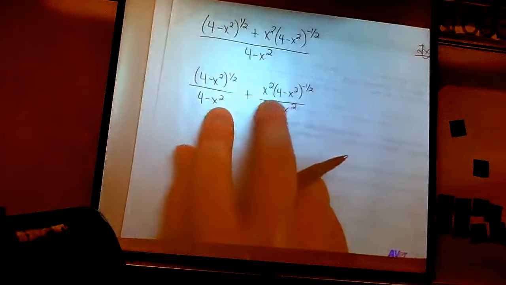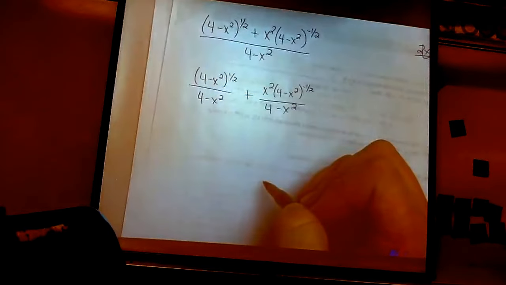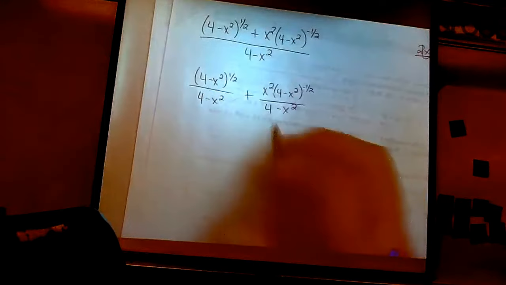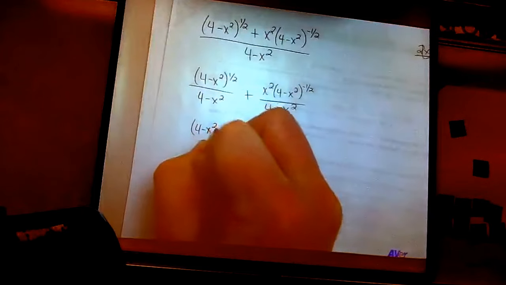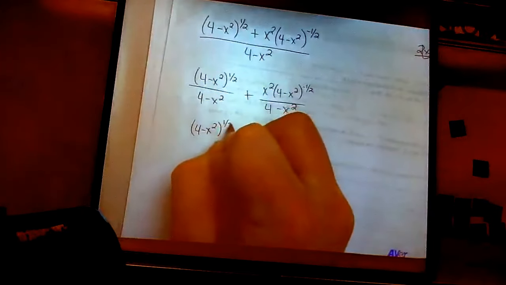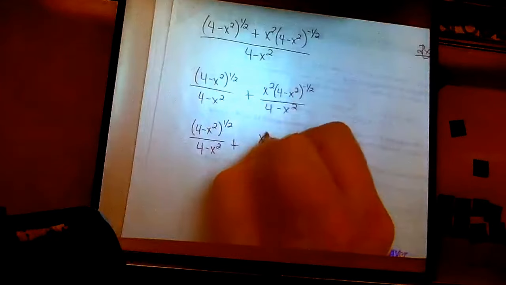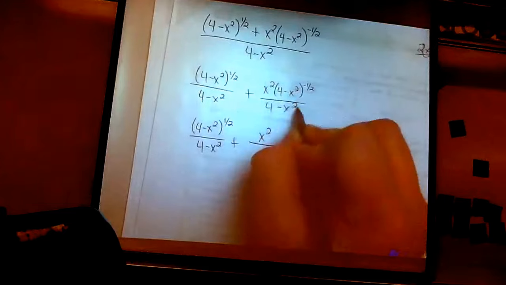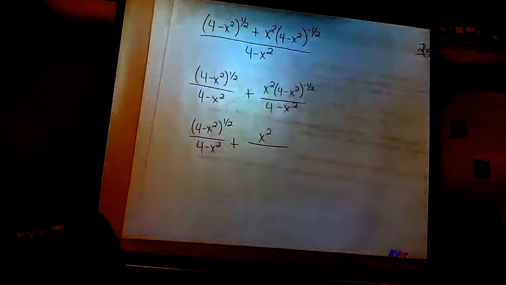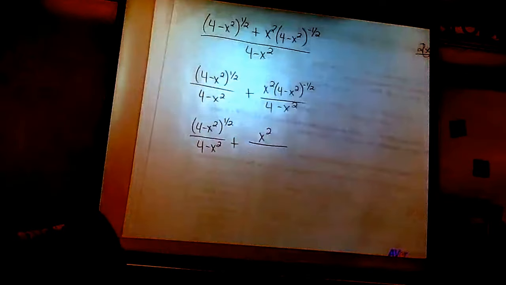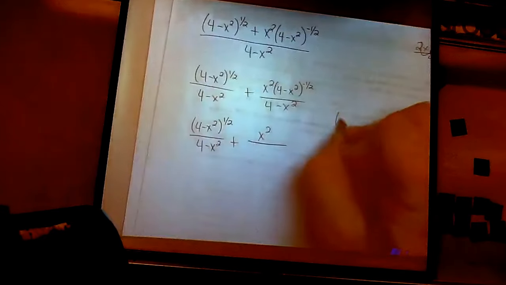Now that you've broken it apart, sure, you can move that down. Okay, so let's do that. Maybe this will be the easiest way. So we'll have 4 minus x squared. We're not going to change that one right now. If you bring that down, what's going to be on the bottom now? 4 minus x squared times 4 minus x squared to the negative 1/2.